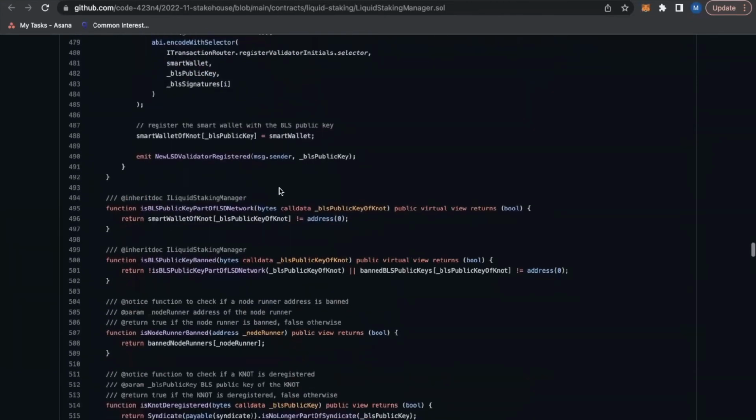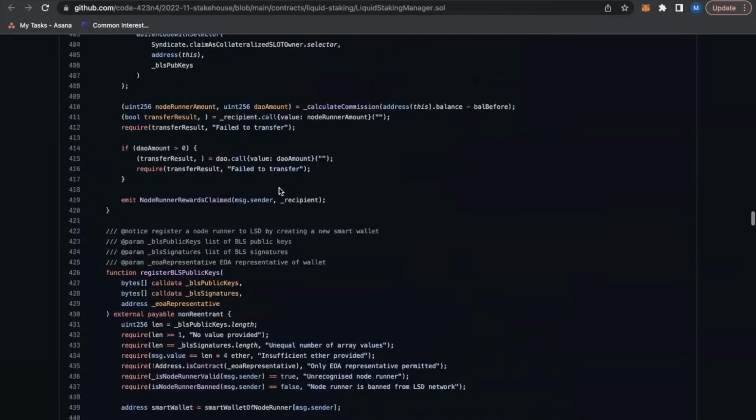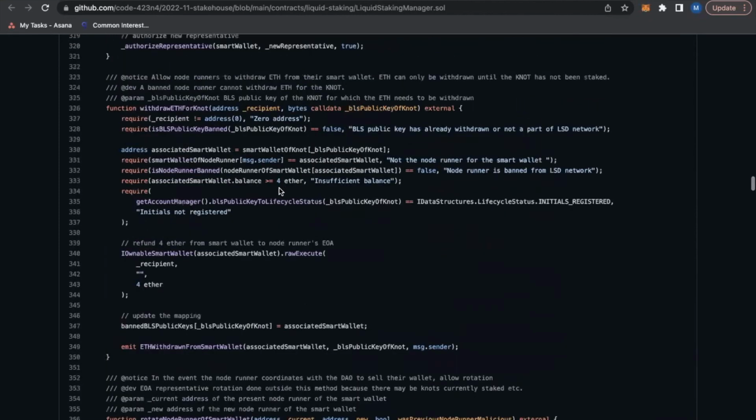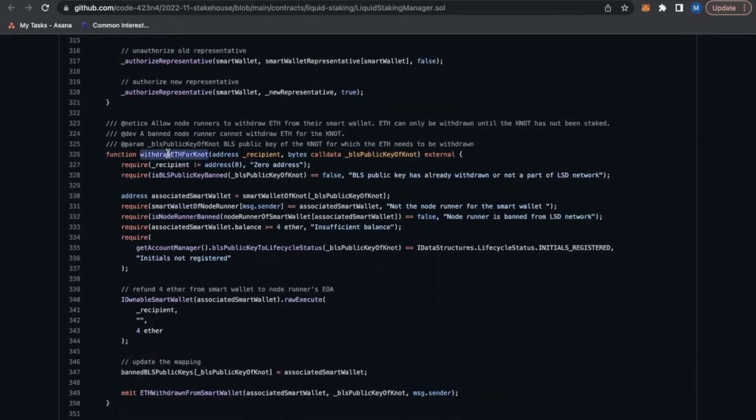Okay. Yes, so this was how you register. Let's also look into whether you can withdraw your ETH as a node runner or not. So here is the function, withdraw ETH for node, and the recipient address is the Ethereum address where you want to receive the ETH for that BLS public key, and BLS public key of node is the BLS public key for which you want to withdraw your ethers. So mind you that if you are withdrawing ethers for a BLS public key, you will get back those 4 ethers, but you won't be able to use your BLS public key anywhere in the liquid staking manager again.